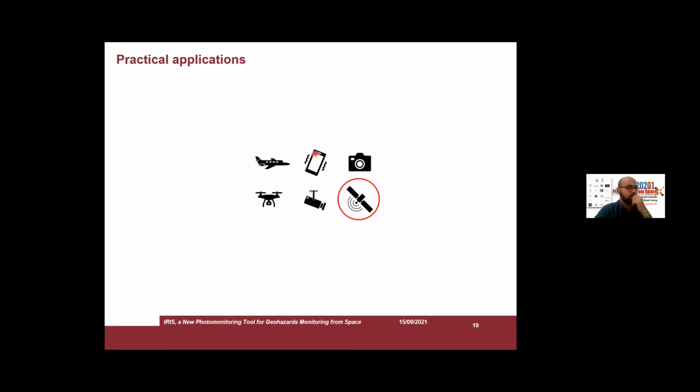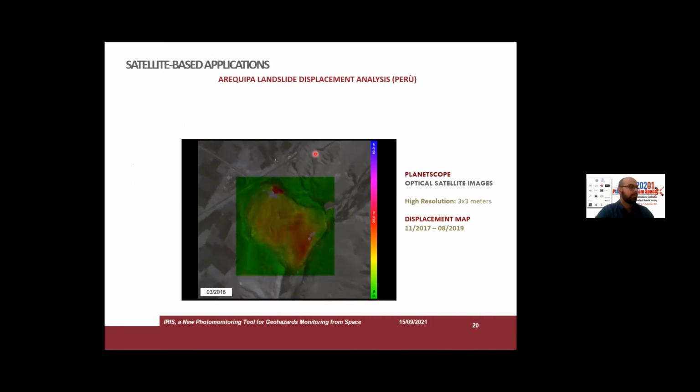So here I show you some practical applications performed by using images acquired by satellite. For instance, here we are in the Arequipa landslides in Peru. We used optical satellite images from the PlanetScope satellite, and you can see here for each month we have one or more images, and our software was able to detect and understand the amount of the displacement for each area.